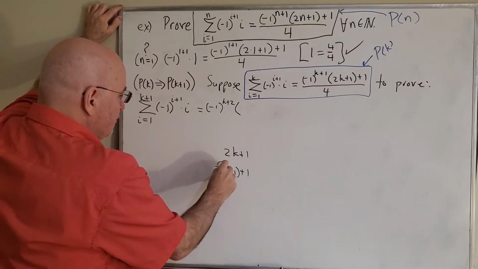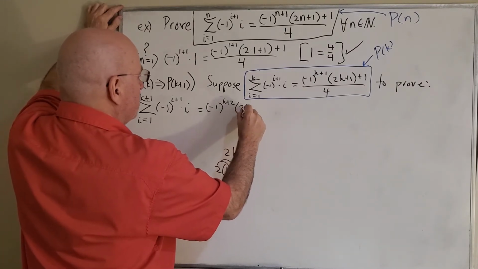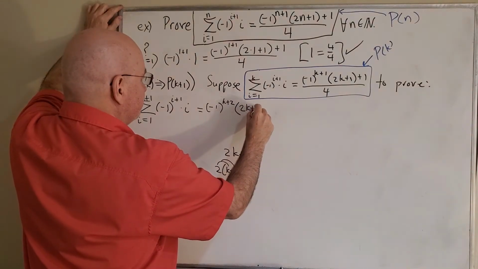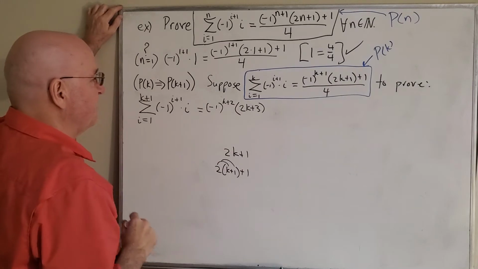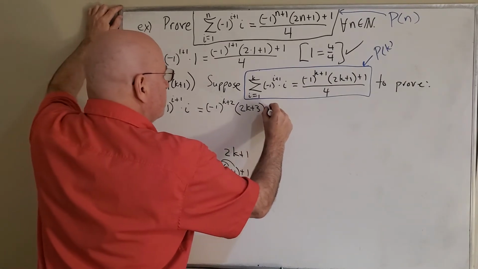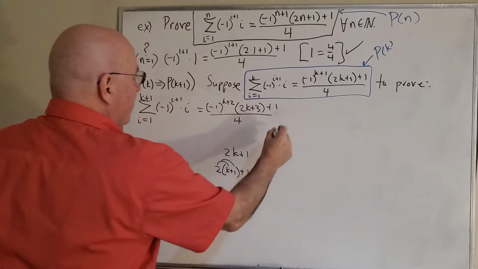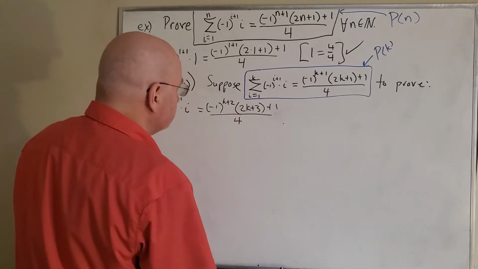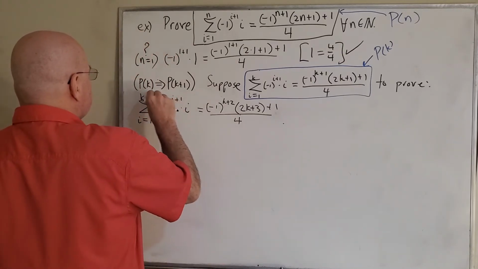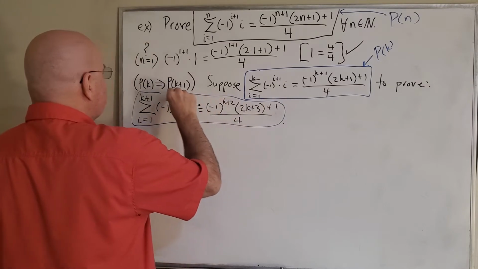That gives us 2k plus 2 plus 1, which gives you a 3, plus 1 all over 4. So that's what we have to prove. So this is proposition k plus 1.